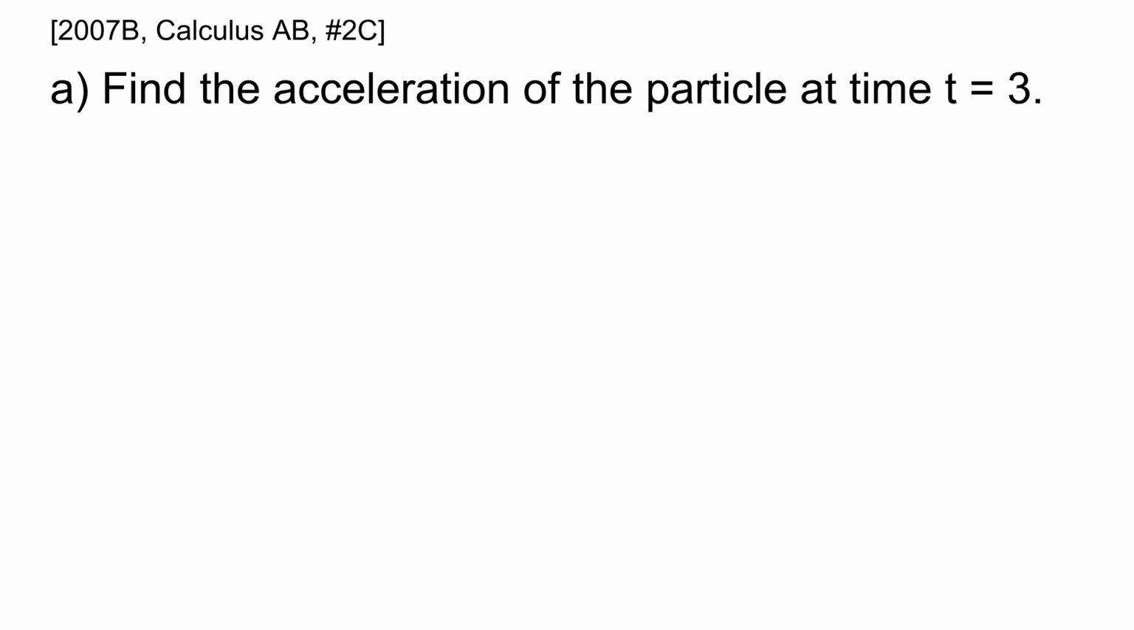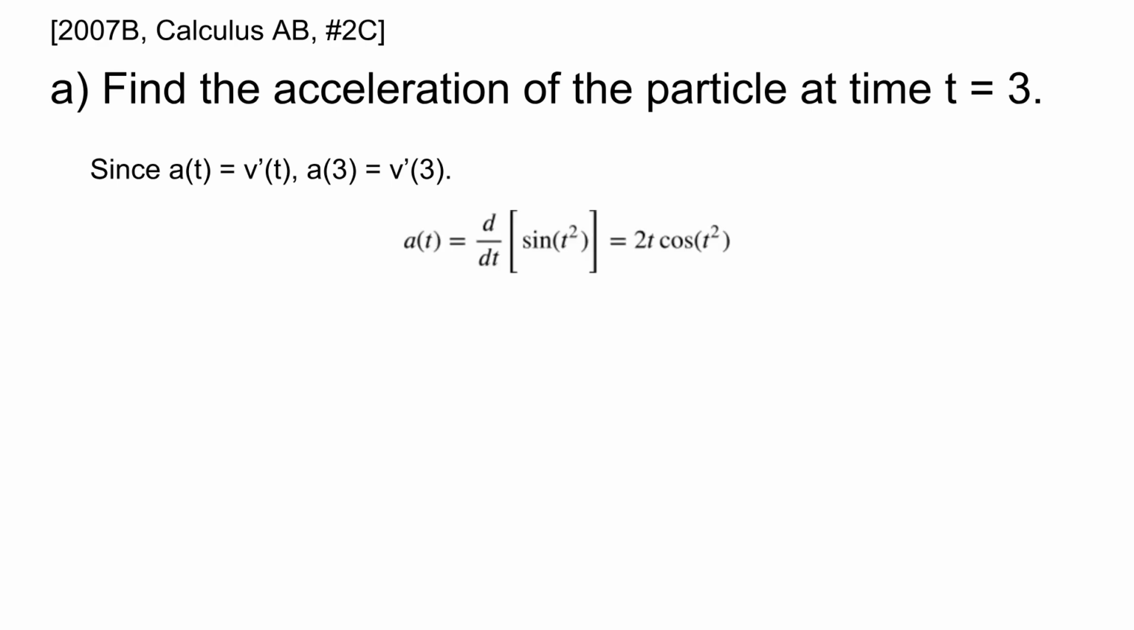In part A of this question, we are asked to find the acceleration of the particle at time t equals 3. Since a of t is the derivative of v of t, a of 3 is just v prime of 3. First, a of t is the derivative of sine of t squared, which is going to be 2t times cosine of t squared.